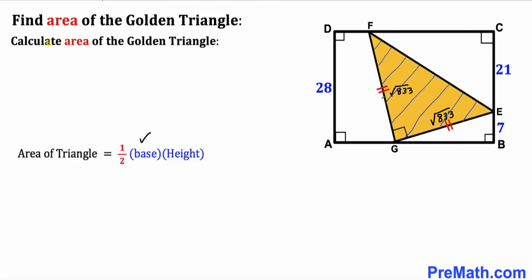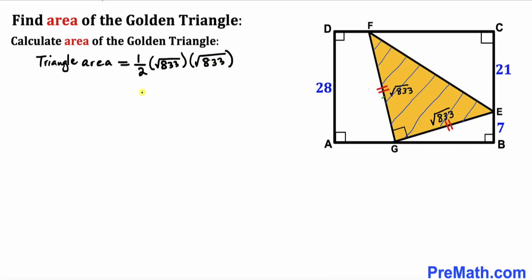So our triangle area is going to be equal to a half times our base, square root of 833, times height, square root of 833 as well. Let's simplify the right hand side. This is going to give us 1 over 2 times, when we multiply square root of 833 times square root of 833, that is going to give us simply 833.